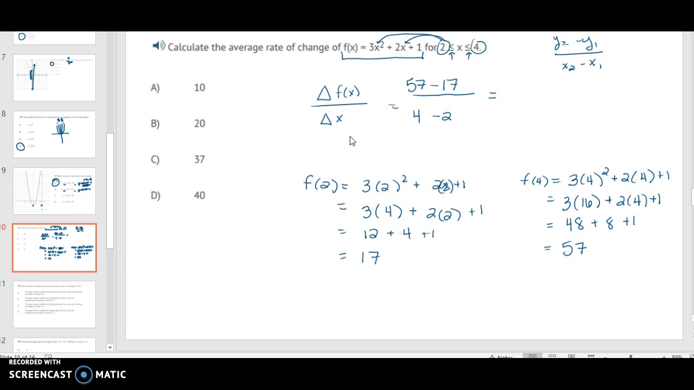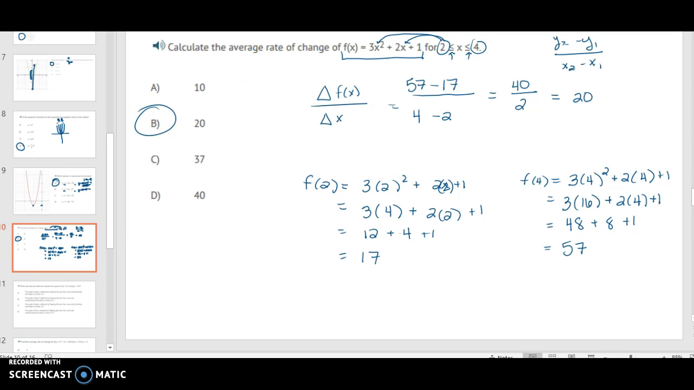So now we figured this out. 57 minus 17 is 40. 4 minus 2 is 2. And then 40 divided by 2 is 20. It's the same thing as finding the slope. We've done this before, where you had to use the slope formula to find the slope. Rate of change is really no different.